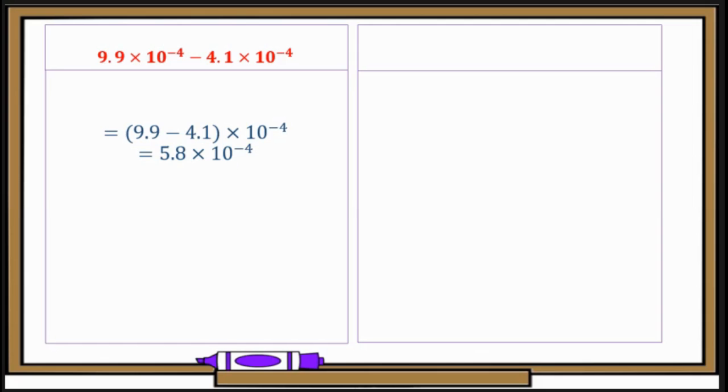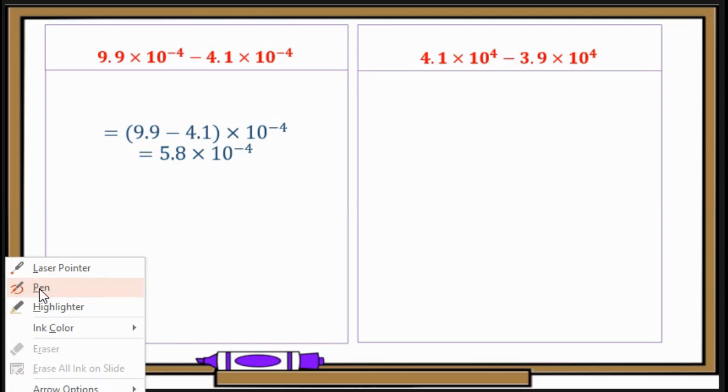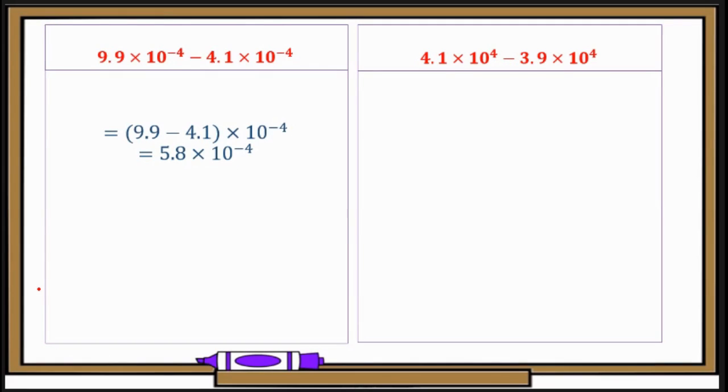We have 4.1 times 10 raised to the power of 4 minus 3.9 times 10 raised to the power of 4. Again, we have the same exponents for 10. What we're going to do is to perform subtraction with the values of a. We have 4.1 minus 3.9, and of course, affix times 10 raised to the power of 4. You will end up with 0.2 times 10 raised to the power of 4.